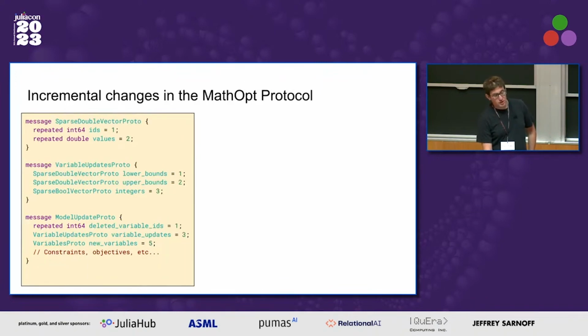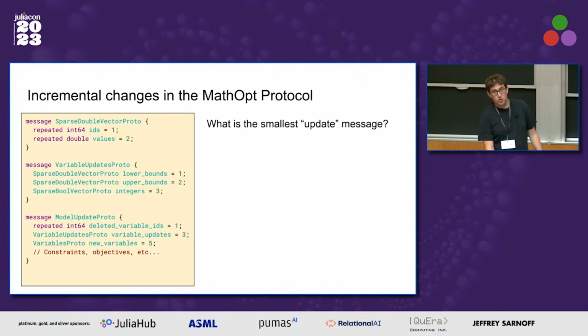Okay, and then how does incrementality work in the protocol? So you have this idea of an update proto where you say, what about your model has changed? So some variables were deleted. Some variables have their bounds updated, either a lower bound, an upper bound, or integrality changed. And then you'll have new variables that you've added to the model. And then there'll be more in this model update proto for constraints and objectives.